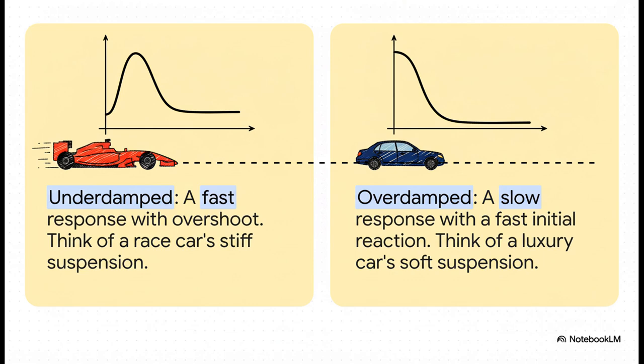Let's go back to the car. An underdamped system is like a race car suspension. It's super stiff, it reacts incredibly fast, but it might bounce you around and overshoot the mark. In a market, that's when prices just rocket past their equilibrium before they finally settle. On the other hand, an overdamped system is like a luxury car's soft suspension. It absorbs all the little bumps, giving you a smooth, slow, gradual adjustment to the big ones.